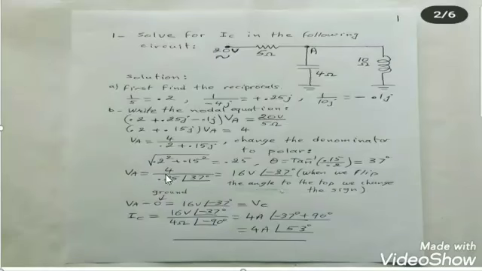VA equals 4 divided by 0.25 at 37 degrees. 4 divided by 0.25 is 16 volts. Take the angle to the top, it becomes negative. It will be 16 volts at negative 37 degrees. When we flip the angle to the top, the sign will be changed. As it's shown in here, it was positive, becomes negative.